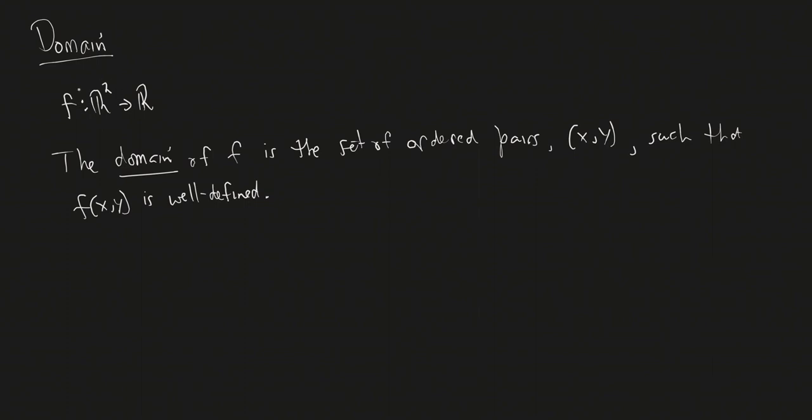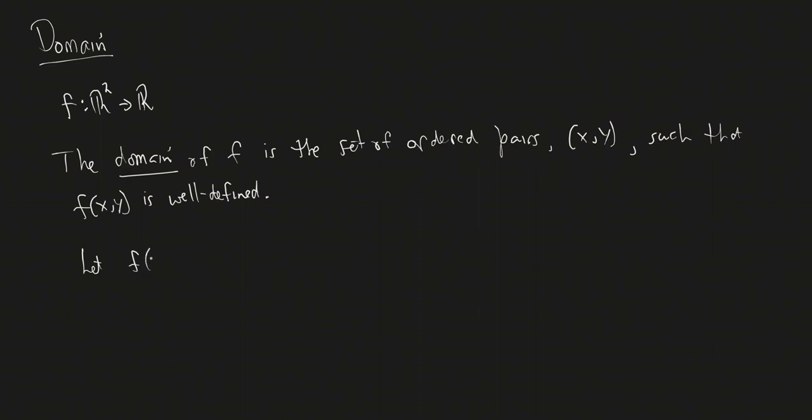So in some functions, it might be all ordered pairs. So every value for x and y is allowed. But in other functions, there might be restrictions on x or restrictions on y or both. And what we're going to be looking at now are some examples where we determine what's the case, and then possibly even sketch the domain, because when you can visualize something, it really does help. All right, so let's start with a simple example.